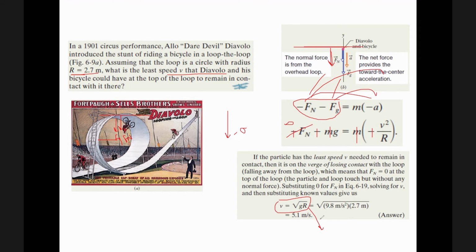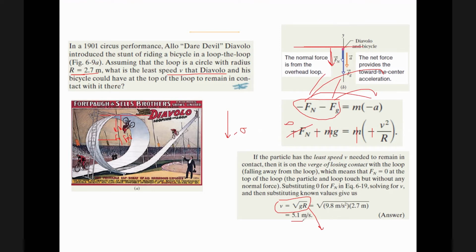If the radius of the loop is big, he needs a big velocity. When we plug in the numbers given to us in the question, the speed is now 5.1. So if he has a cruise control and he keeps his speed at 5.1 or more than 5.1, he will not fall. At 5.1 exactly and less, he will fall. Why? Because at 5.1, the normal force is equal to 0.